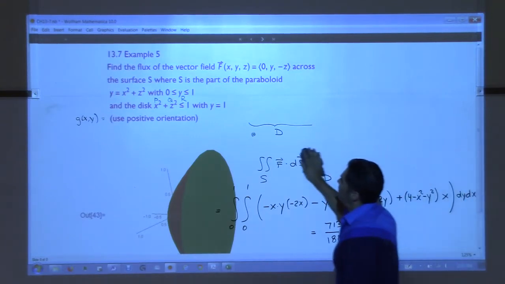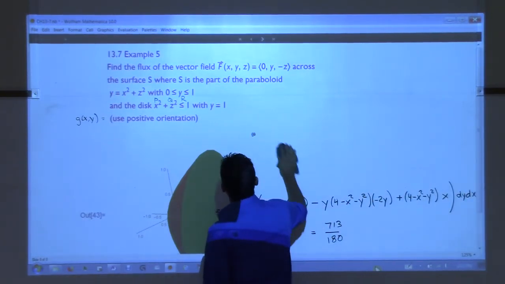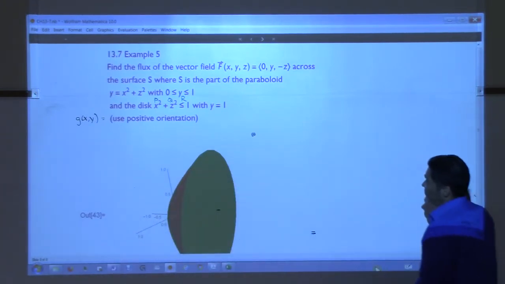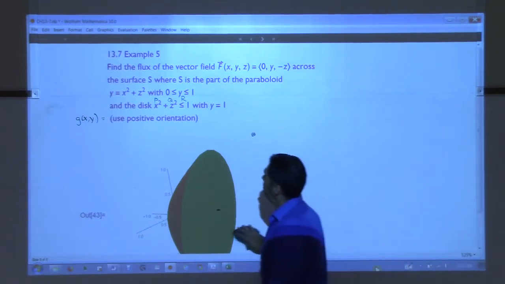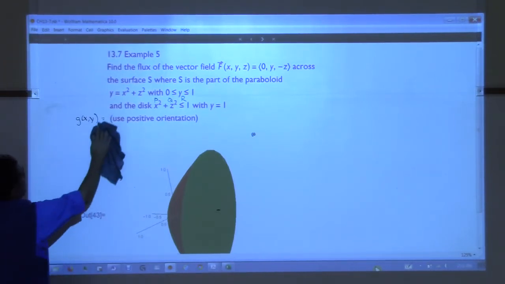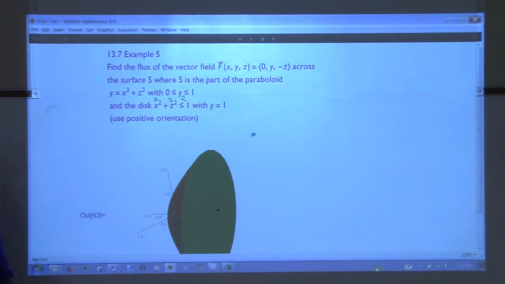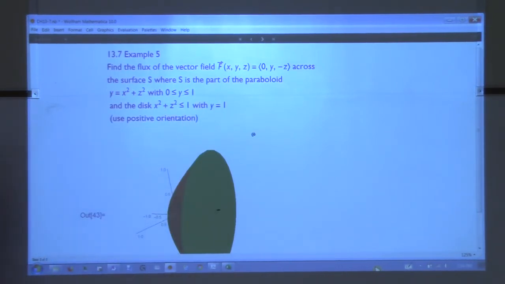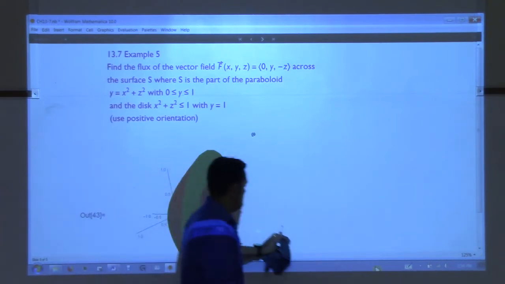Find the flux of the vector field F, which is the vector field 0, y, negative z, across the surface S, where S is the part of the paraboloid y equals x squared plus z squared, with y between 0 and 1, and then the disk x squared plus z squared less than or equal to 1 with y equals 1. And it asks for us to use positive orientation.